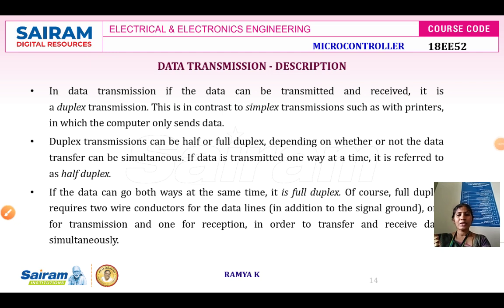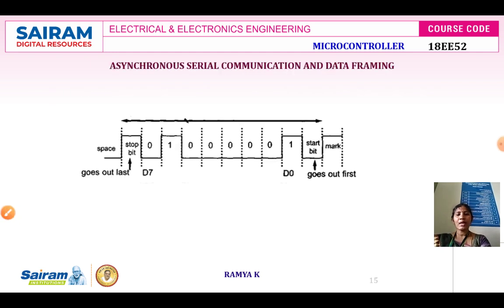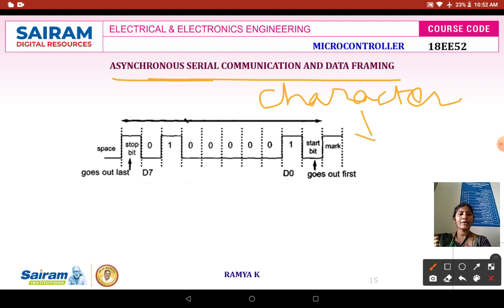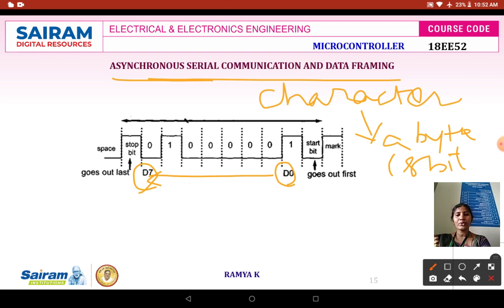So all these descriptions I have given over here, and it is the asynchronous serial communication data framing. As we discussed earlier, asynchronous serial communication is nothing but character oriented data transfer. Synchronous is block oriented, whereas asynchronous is character oriented data transfer. In this we can transfer a byte of data. A byte in the sense it is nothing but 8 bits of data at a time. So you could see here D0 to D7. From D0 to D7 it is the data that we are supposed to transmit.